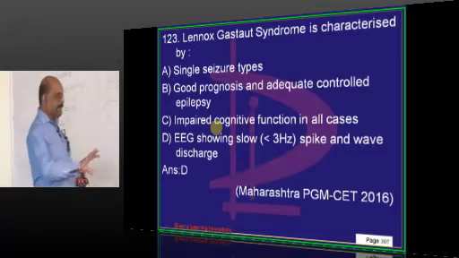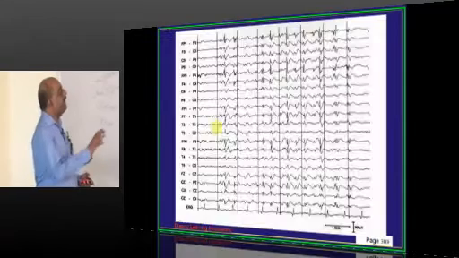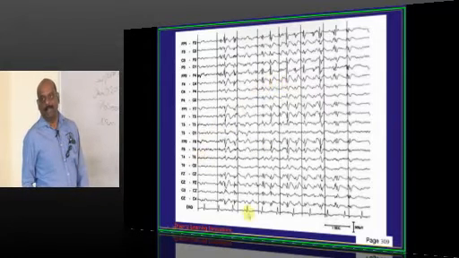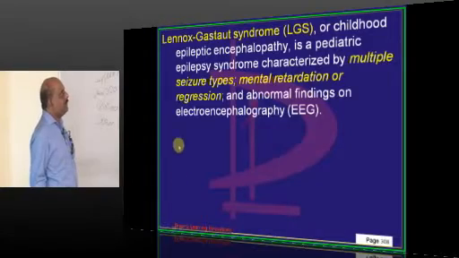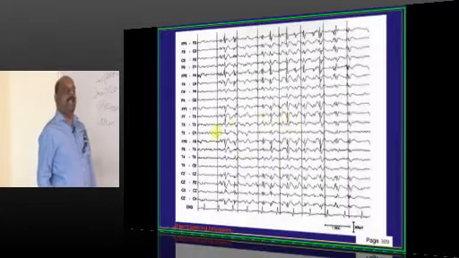In Lennox-Gastaut syndrome, multiple seizure types will be there. EEG will show a slow spike-and-wave pattern. This is called the slow spike-and-wave pattern of Lennox-Gastaut. Multiple epileptic types will be there. They will also have mental retardation and regression. It is basically a pediatric epilepsy.